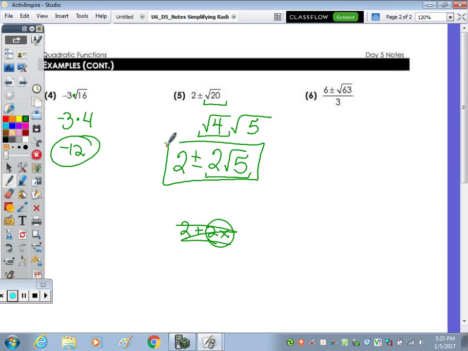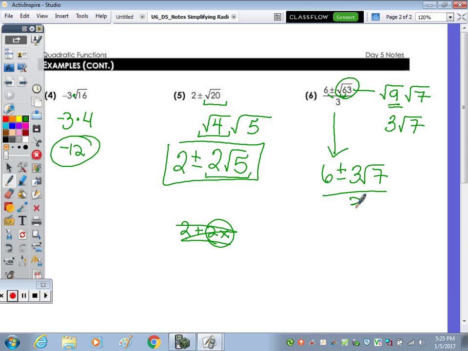And then last, we know that when we're dividing polynomials, we divide each term up top by the denominator, but we first need to break down 63. So the square root of 63 has largest perfect square factor 9, so radical 9 times radical 7, and then the square root of 9 is 3 radical 7. So this expression becomes 6 plus or minus 3 radical 7 over 3.